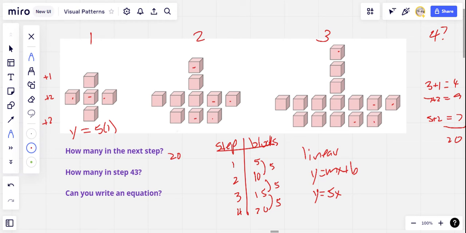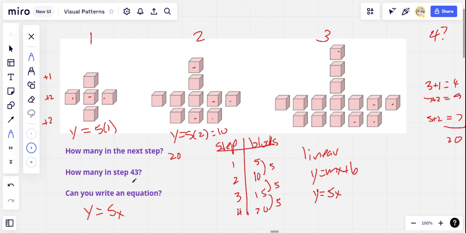But let's test it with step two. Y equals 5 times step number 2. Yeah, 5 times 2 is 10. That's correct. 5 times 3 would be 15. So 5 times 4 would be 20. This is going to work with every step. So I'm pretty confident we have the right equation with y equals 5x.